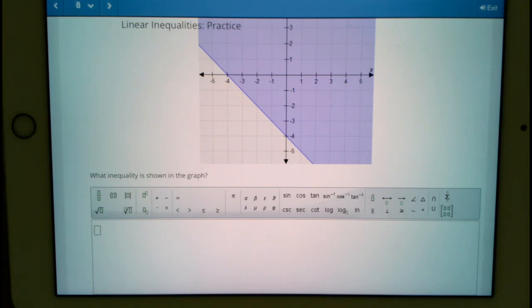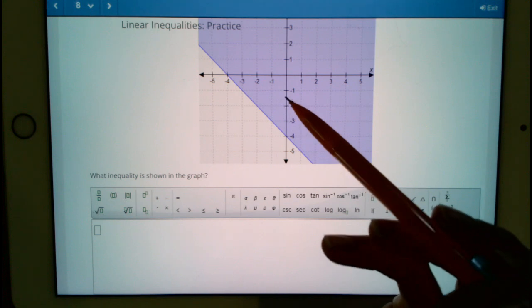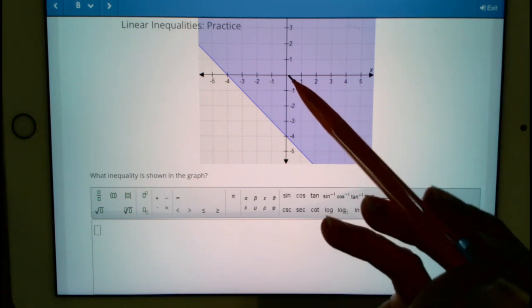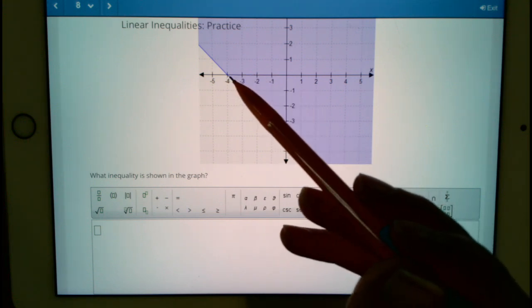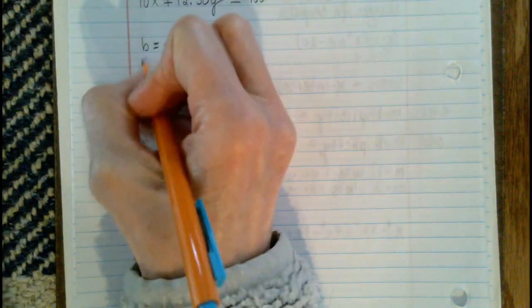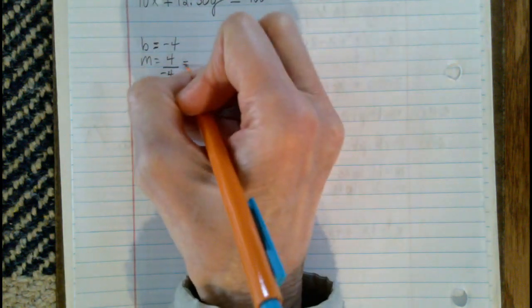Our slope is rise over run. If we count, we rise 1, 2, 3, 4. We rose 4, and then we went 1, 2, 3, 4. So we rose 4, and then we went left 4, and 4 divided by -4 is -1. So we've got part of the equation right now.